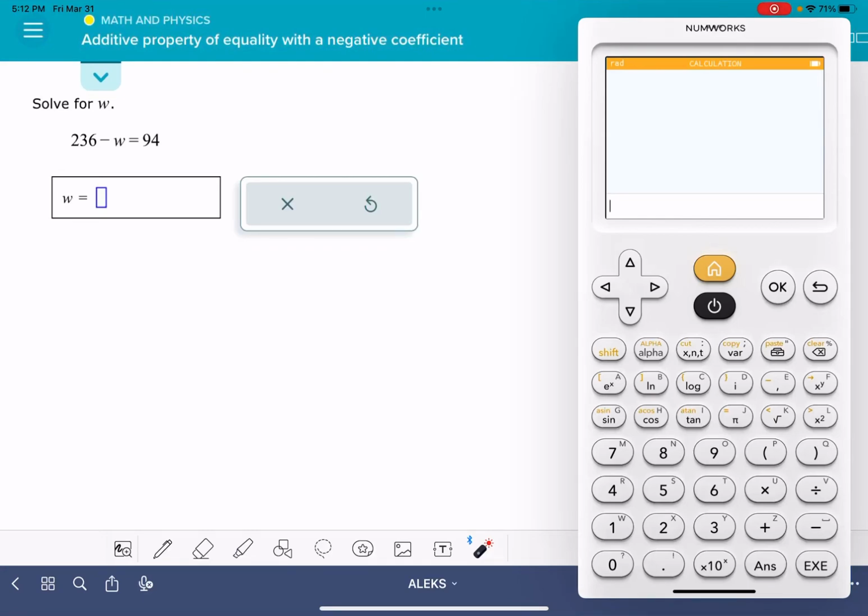In this video, I'm going to solve the ALEKS problem called additive property of equality with a negative coefficient. This problem is asking me to solve for W in the equality 236 minus W equals 94.